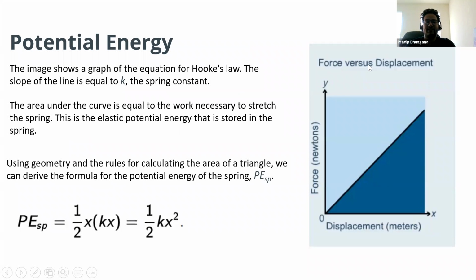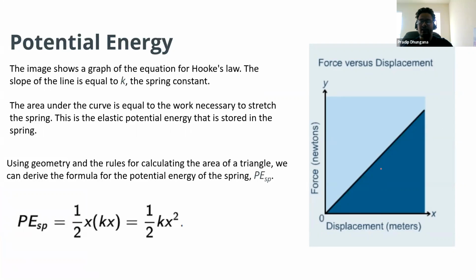Now let's talk about potential energy stored in the spring. Whenever we compress or stretch the spring, there is elastic potential energy stored in that spring, and we'll use Hooke's law to calculate it. Whenever we apply a certain force to a spring, we see either elongation or compression, and that force is directly proportional to displacement. Then we can see a straight line.